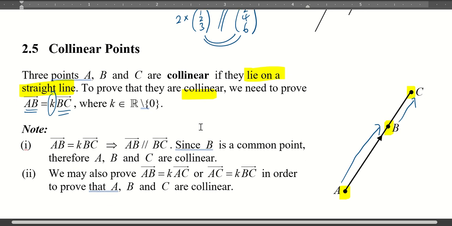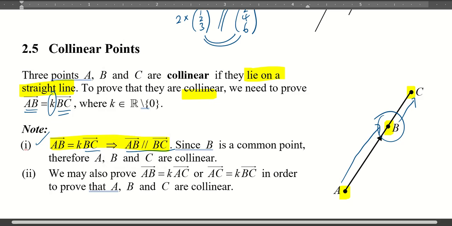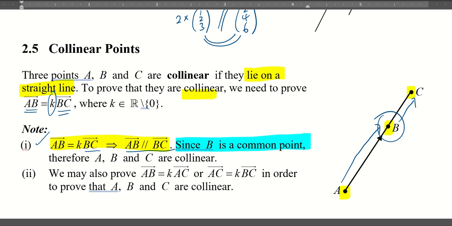So let's look at the pointers in the notes part. Vector AB equals k times vector BC. That will imply AB and BC are parallel. And since B is a common point, ABC are collinear. So this is the phrasing that we usually use. When we want to show 3 points are collinear, you prove this result, and then please mention this as well: there is a common point.